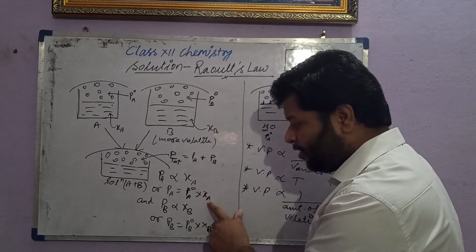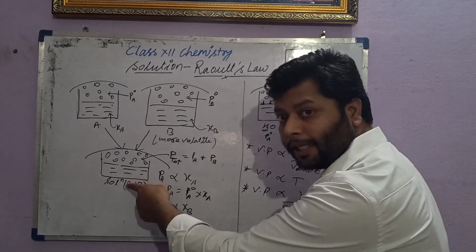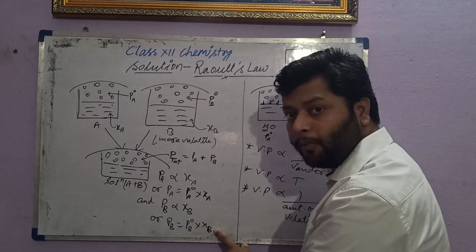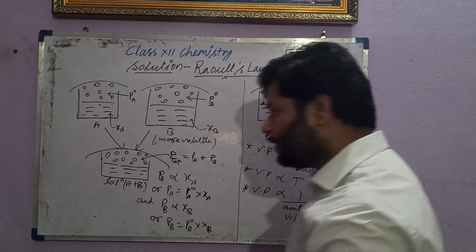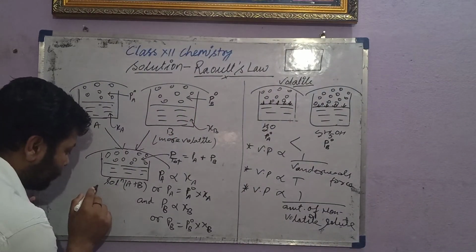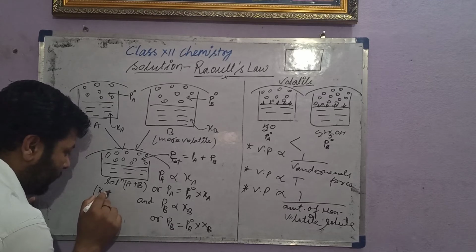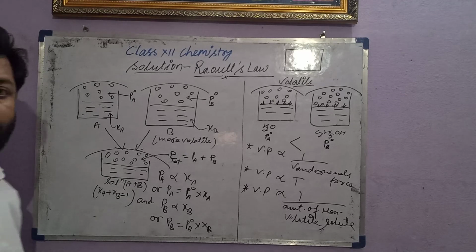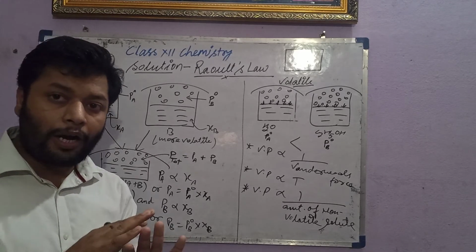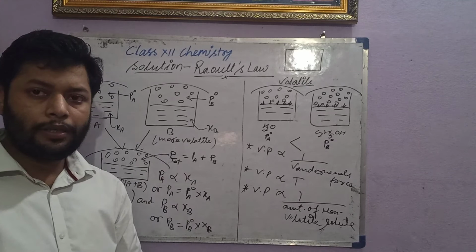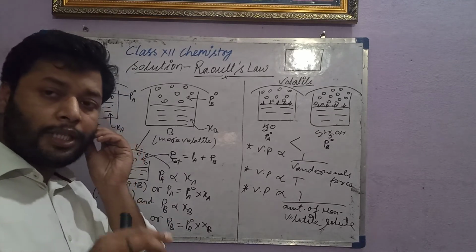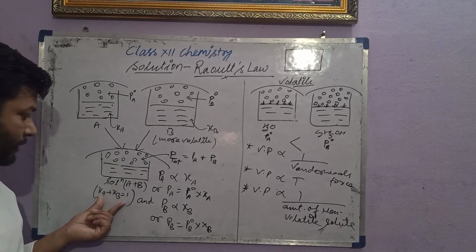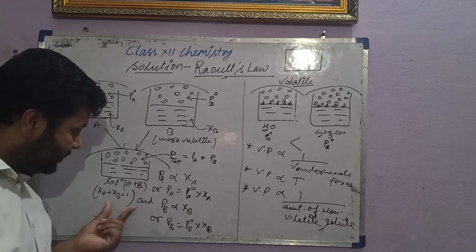Xa and Xb are the mole fractions: Xa is the mole fraction of the first component in the liquid, and Xb is the mole fraction of B, the second component in the liquid. We know that Xa plus Xb must always be 1. The sum of the mole fractions of all components is always unity. For any given solution, the sum of the mole fractions of all components will always be unity. So the mole fractions of the first component and the B component must add up to 1.